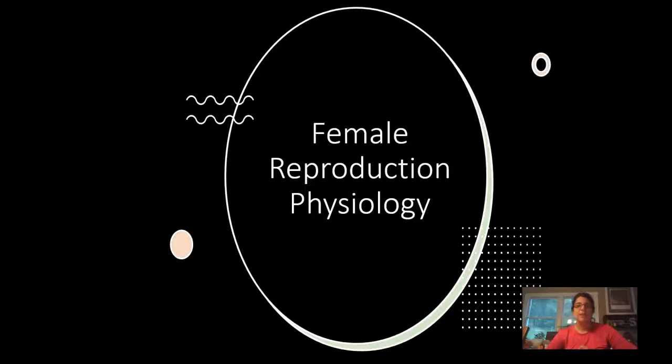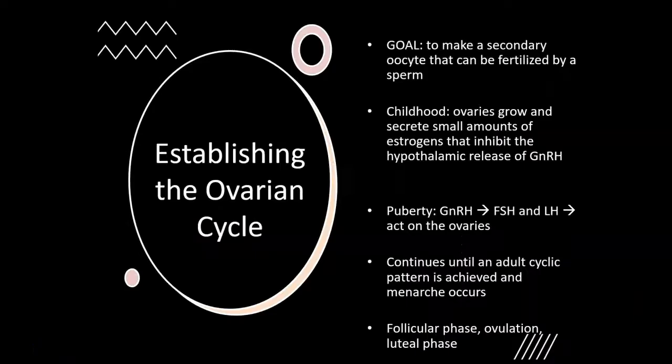Good morning. This lecture video is going to go over the physiology involved in the female reproductive system, specifically looking at the ovarian cycle and the menstrual cycle and the different structures and hormones that are involved in those processes. We're going to start with the ovarian cycle.